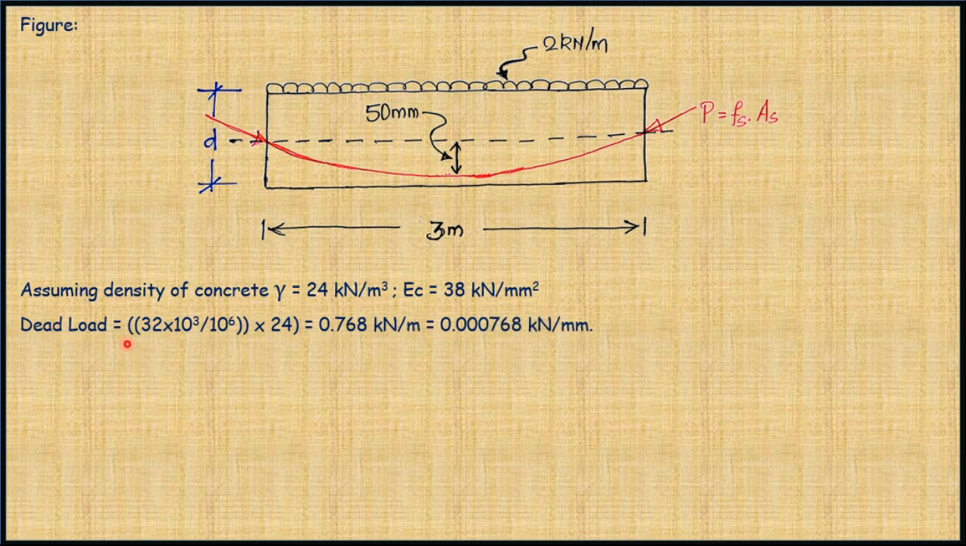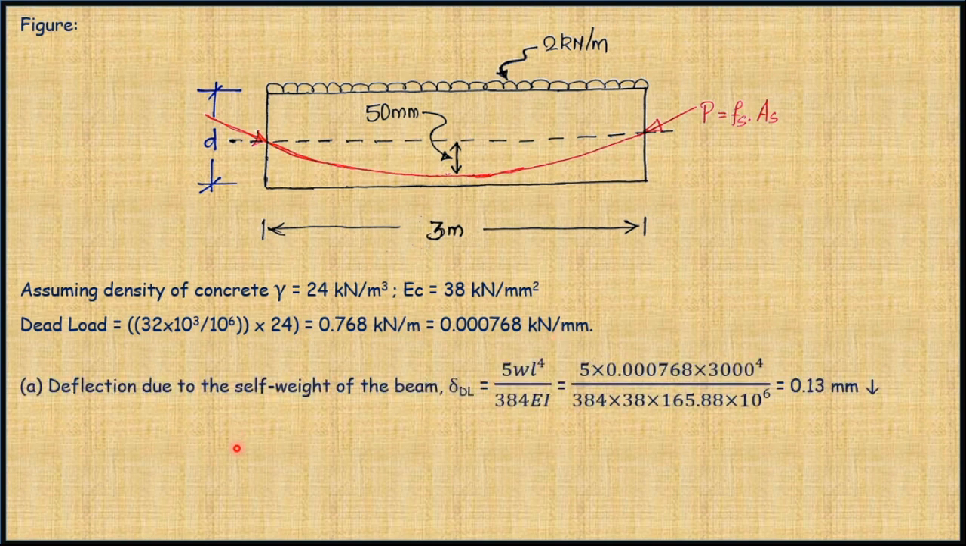So finding the dead load for the given section. This is the area. We are going to convert this area from mm square to meter square. For that, 1 mm equals divided by 1000, we are able to get it in meters. So it is 10 raised to 6 division for mm square to meter square. Then multiply it by 24 kilonewton per meter cube. So we got the answer as 0.768 kilonewton per meter, which is again 0.00768 kilonewton per mm acting as the dead load.